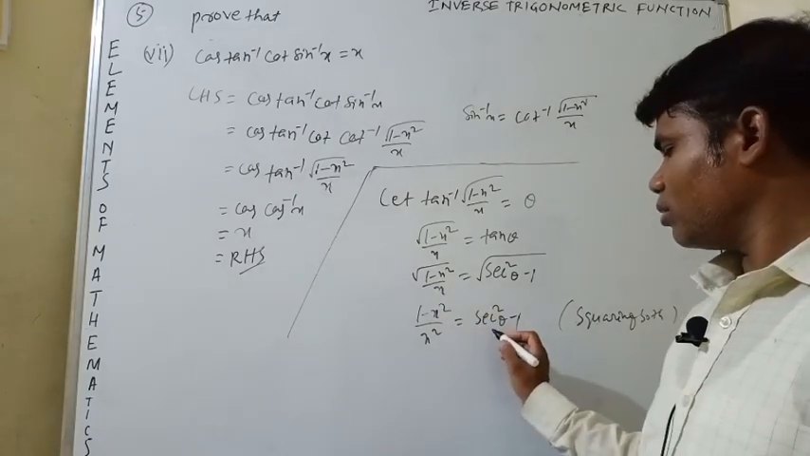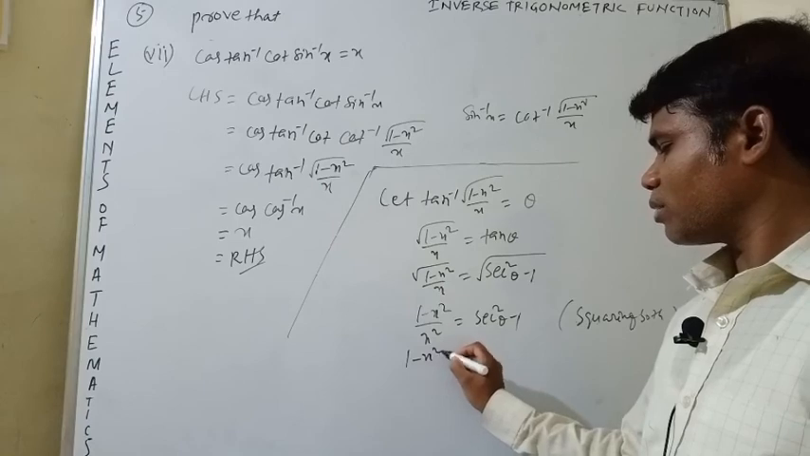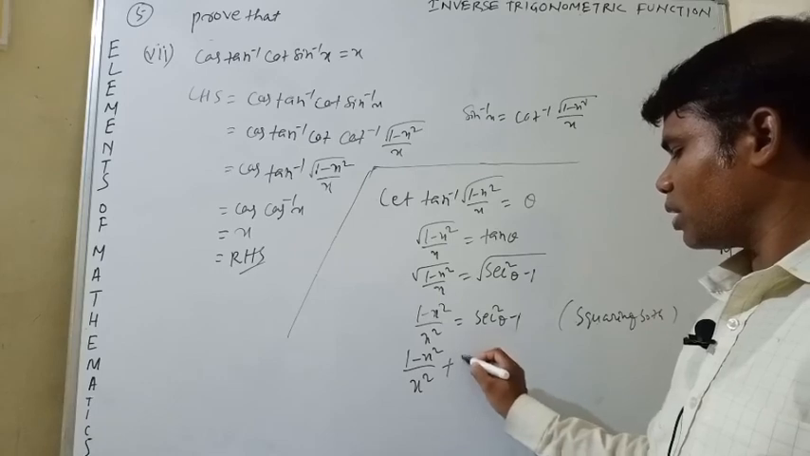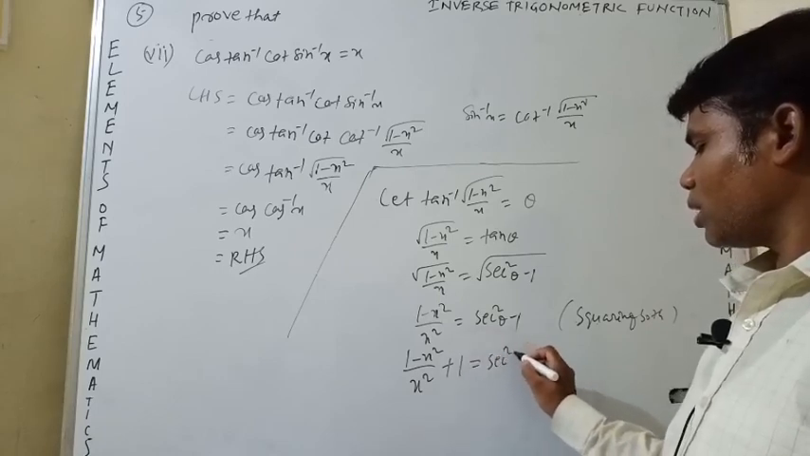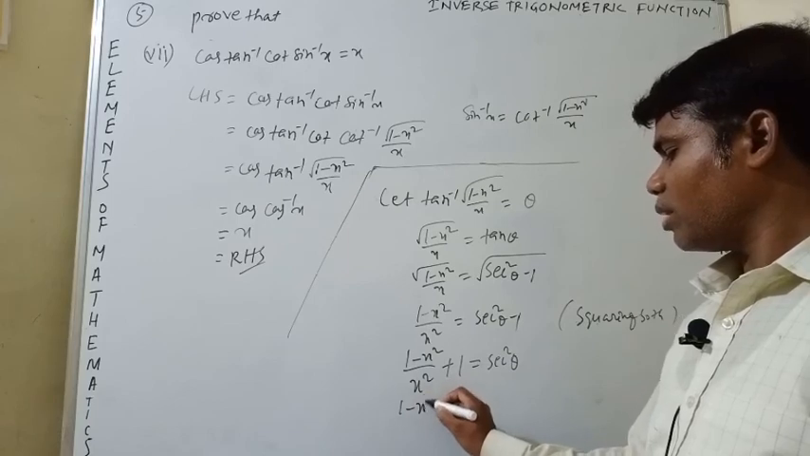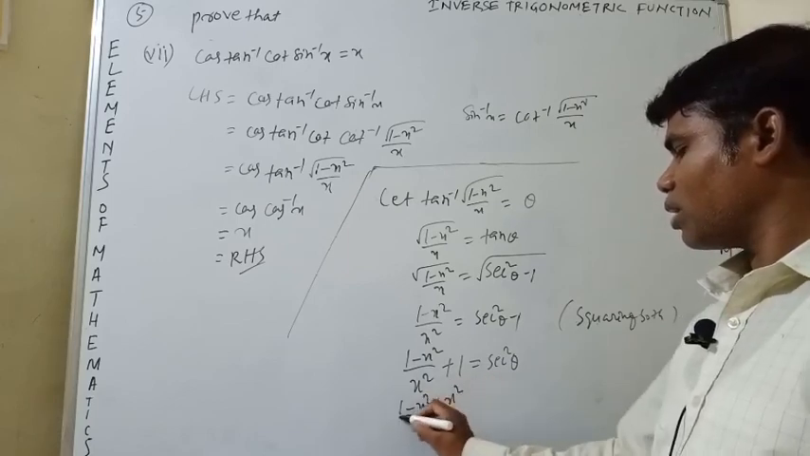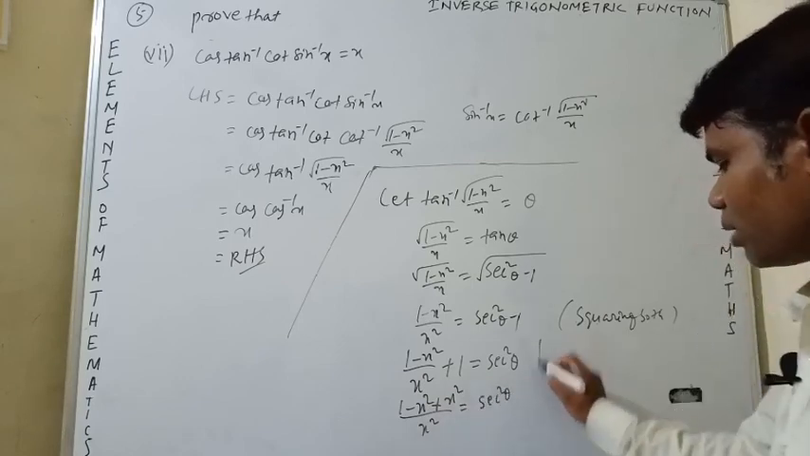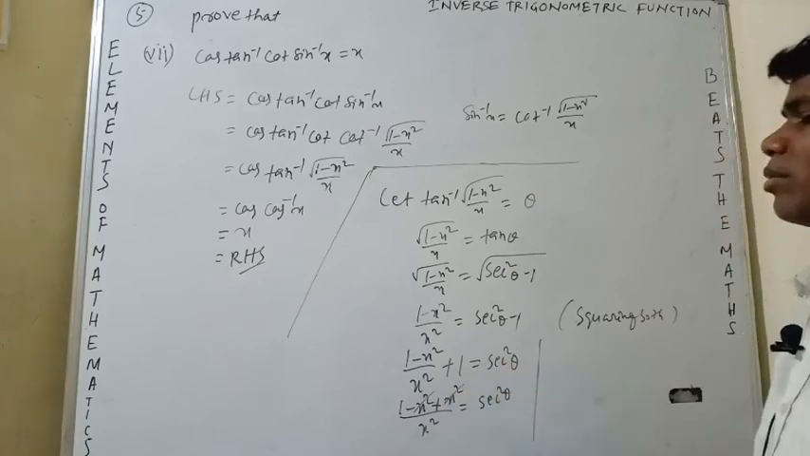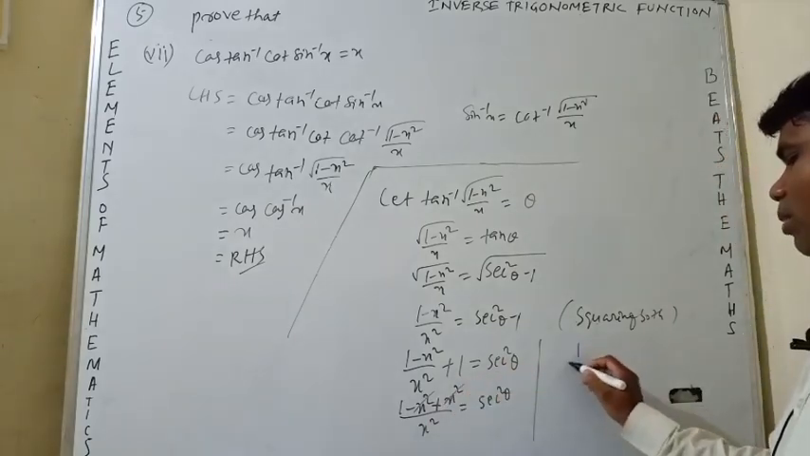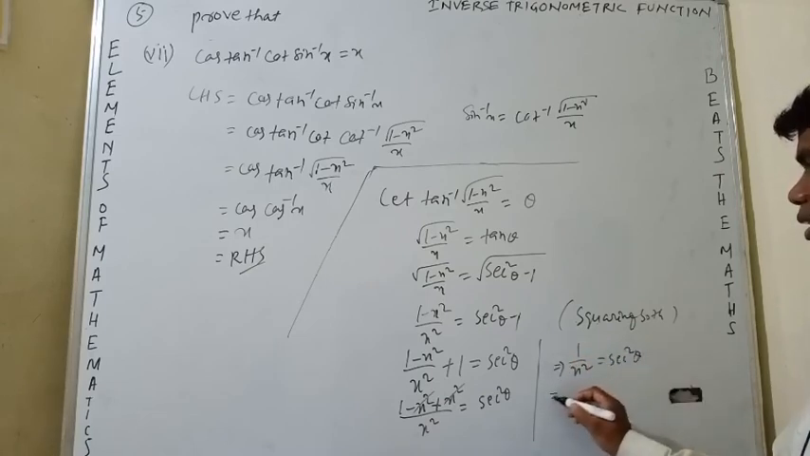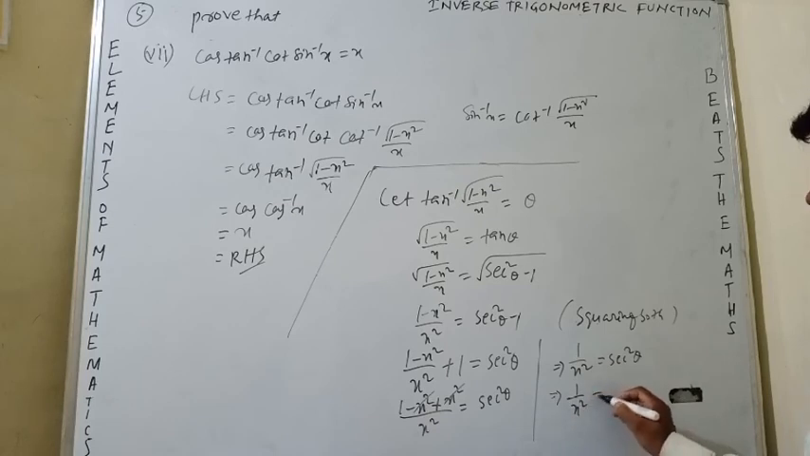Okay, it is equal to, you see, 1 minus x square by x square minus 1. If you take this to this side, plus 1 is equal to sec square theta. This is how much? 1 minus x square plus x square by x square is equal to sec square theta. Minus x square plus x square will cancel out. 1 by x square is equal to sec square theta.